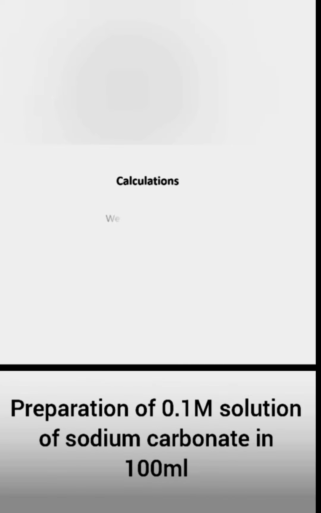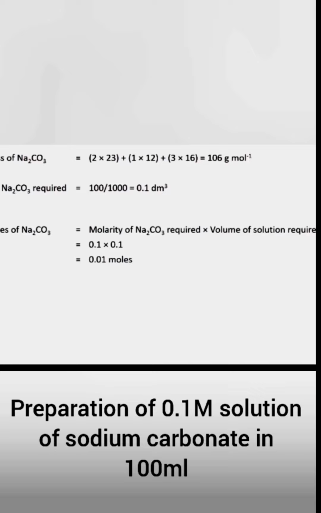First, we calculate the weight of the sodium carbonate to prepare 100 centimeter cubed of 0.1 molar solution. The molar mass of sodium carbonate comes out to be 106 grams per mole. The volume of solution required in decimeter cubed is 0.1 decimeter cubed. The number of moles of sodium carbonate required is therefore the molarity of sodium carbonate multiplied by the volume of solution required in decimeter cubed.